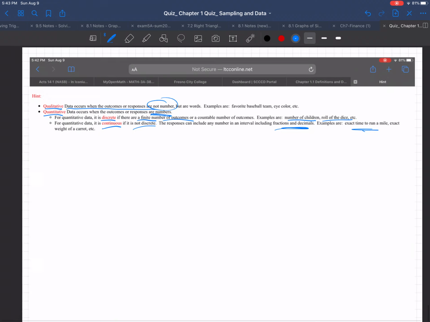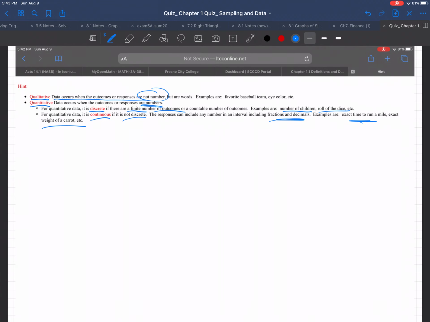Exact time to run a mile. Any number is possible. Exact weight of a carrot. Any number. The carrot weighed 3 grams or 4 grams. Nothing in between? No, any number. That's continuous, right? Whereas discrete is limited.